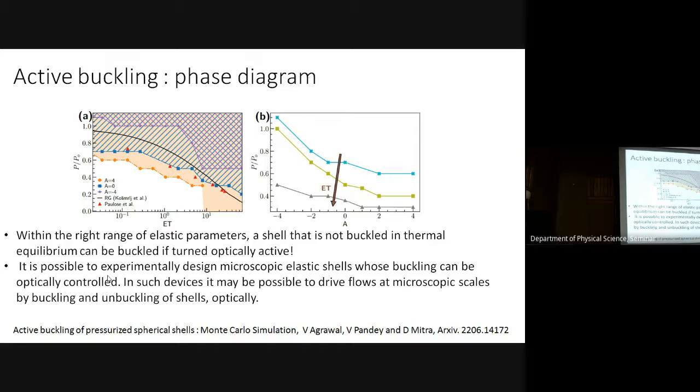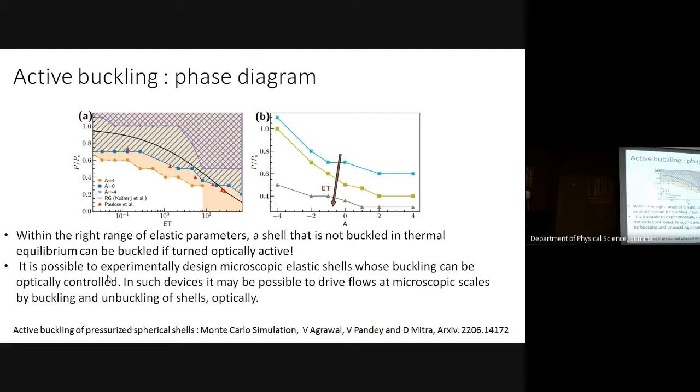But things change when you put in activity. It can either go more buckling or less buckling. And here is the same thing plotted in the pressure by activity phase space. So all that is detailed, but the main idea of it is the following.